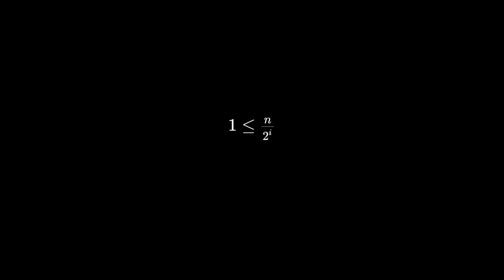We can multiply this inequality by 2^i on both sides, so 2 to the power of the number of iterations is at most as large as the number of elements. To solve the equation for i, we take the binary logarithm on both sides. After all, the binary logarithm is nothing but the inverse of 2 to the power of something. This gives us this inequality.